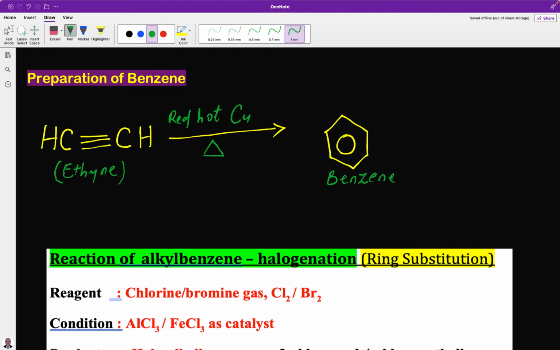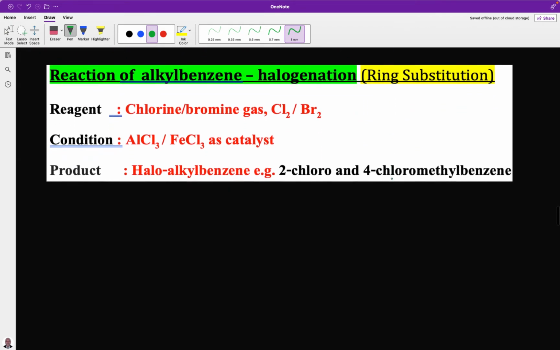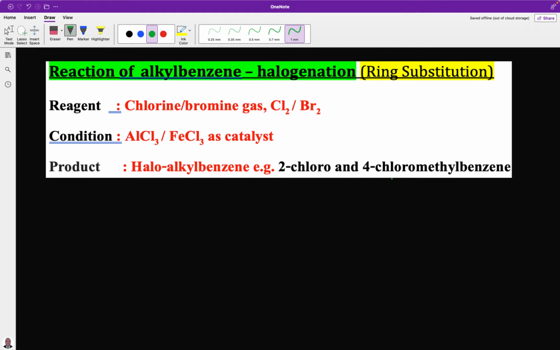Now, our subject today is the reactions of alkylbenzene. We will be starting with halogenation of methyl benzene. The reagent for the reaction is any halogen, let me say chlorine or bromine gas, and the condition is a halogen carrier. It could be aluminium chloride or iron(III) chloride that will be acting as a catalyst.